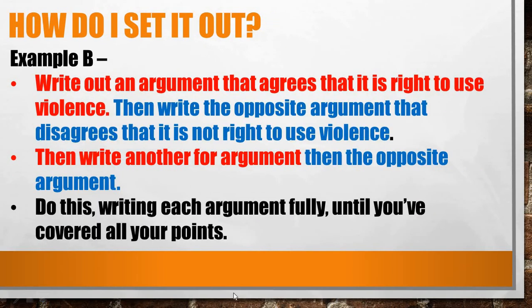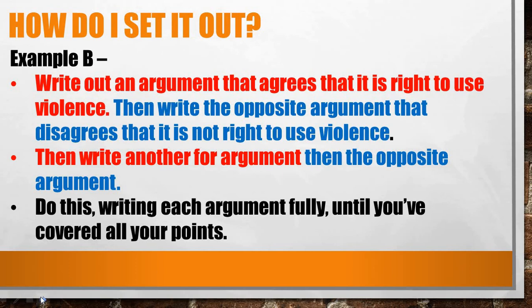The second way of doing it, you could write an argument that agrees that it's right to use violence and then counter-argue. So put an argument against that. Okay, so you could say that maybe it's okay to use violence because it's the only thing that some people understand. However, others would argue there are better ways of sorting it out. So you put one argument and then you counter-argued against it. And you do that then going along, so a for argument and then argue against that. Another for argument, argue against that. So you do that all the way along, writing each argument fully until you've covered all your points.